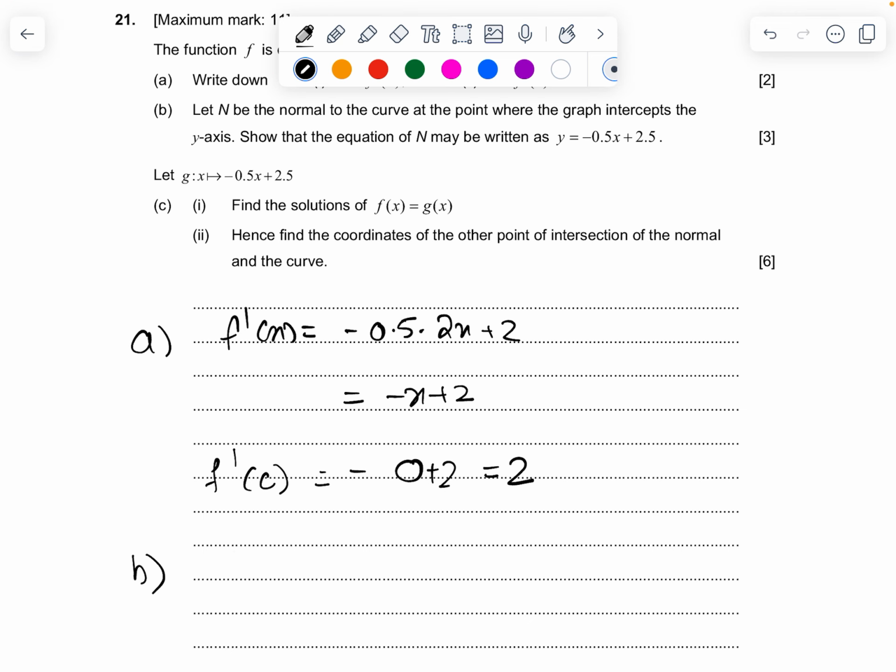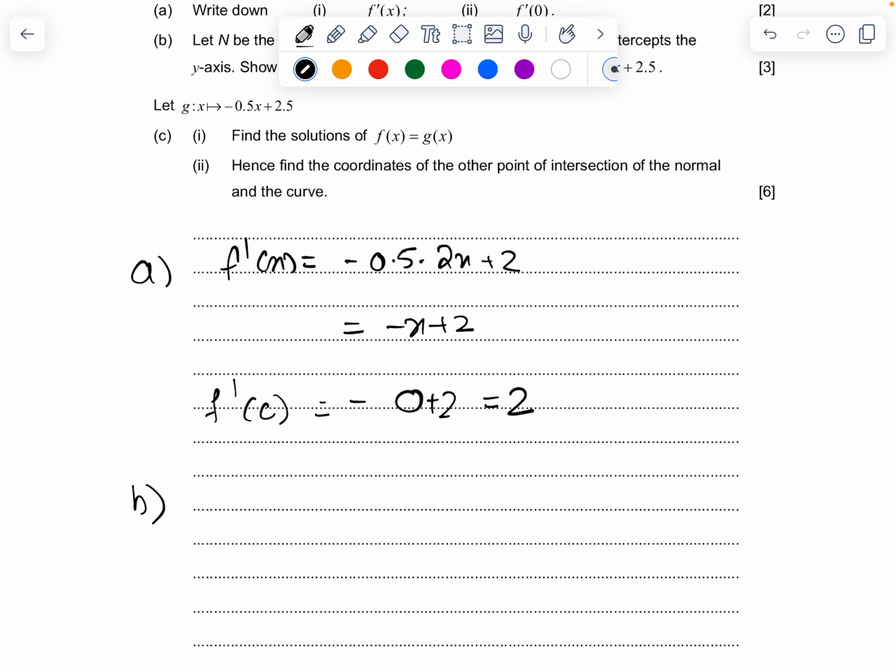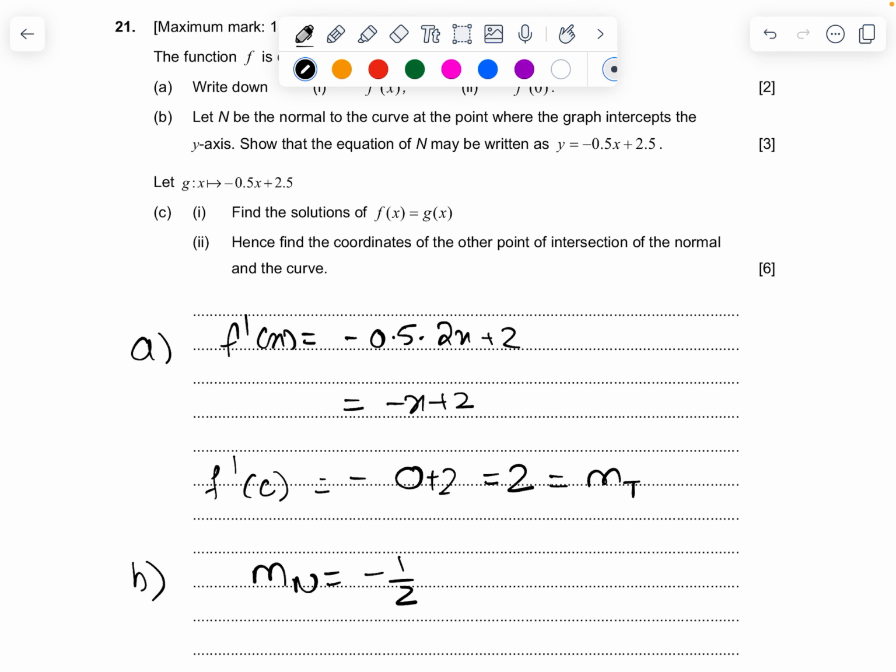Then let n be the normal to the curve at a point where the graph intersects the y-axis. Show that the equation of n is given by this one. So this is gradient of the tangent. So gradient of the normal will become minus 1 by 2. Now equation will be at which point?